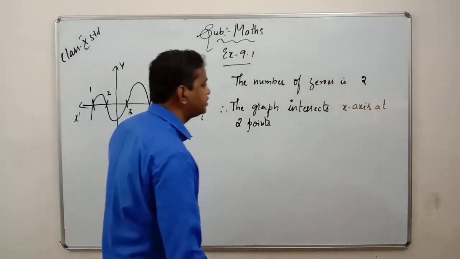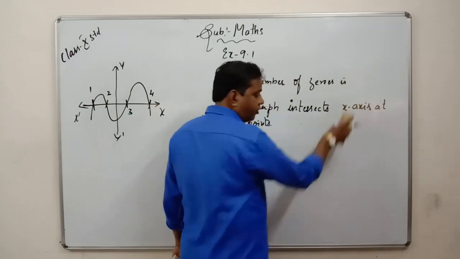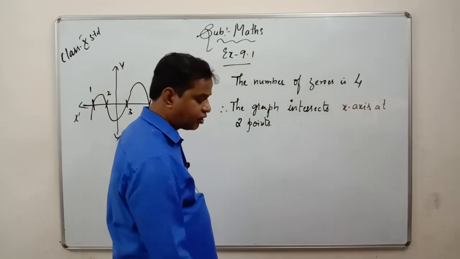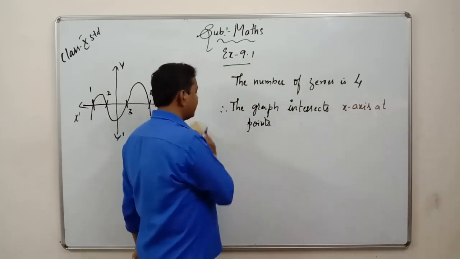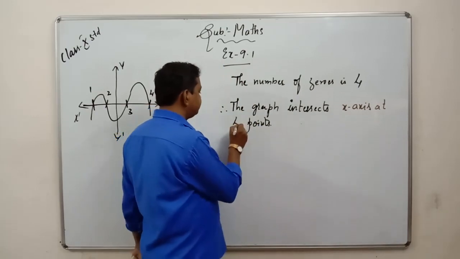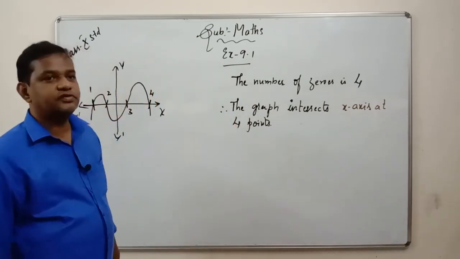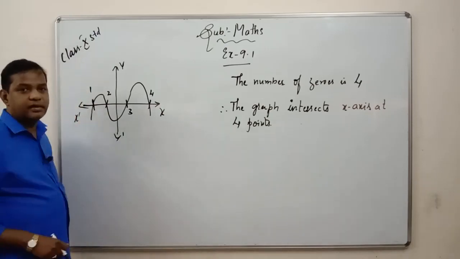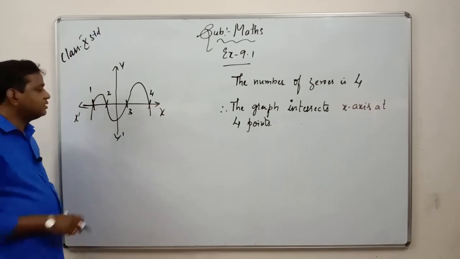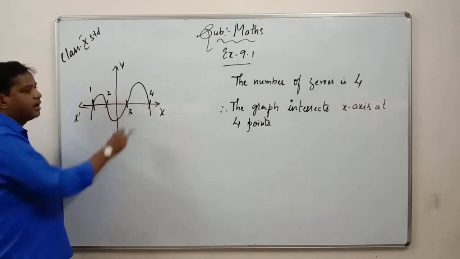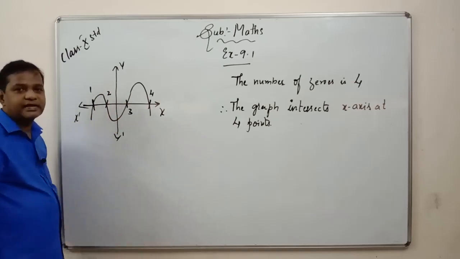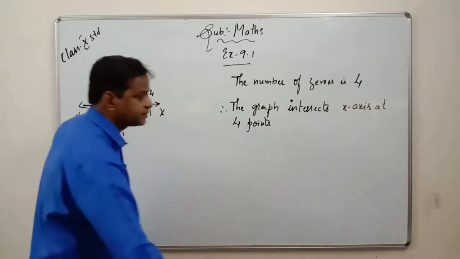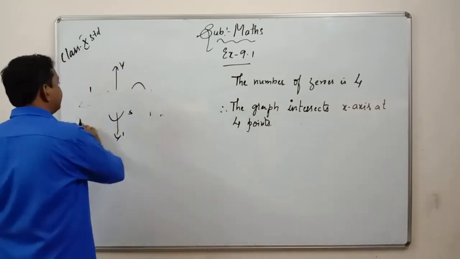So the number of zeros is 4, and the graph intersects the x-axis at how many points now? Instead of 2, we have 4 points. Okay. The number of zeros is 4. And therefore the graph intersects the x-axis at 4 points. I have written the names of the points also here where the x-axis is intersecting. We have 1, 2, 3 and 4. So these are the 4 points where the graph is intersecting the x-axis. Now let us see another figure. The last one is given.